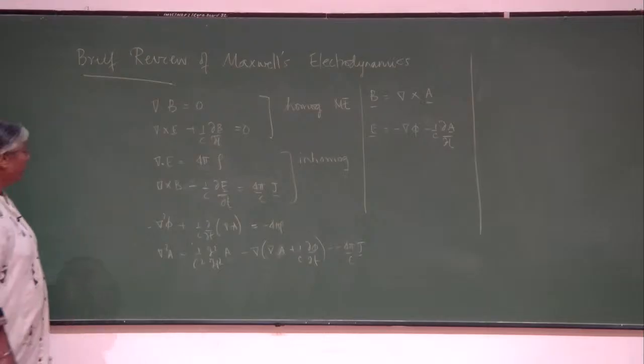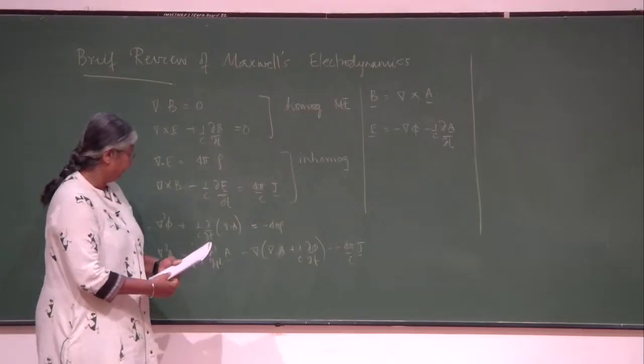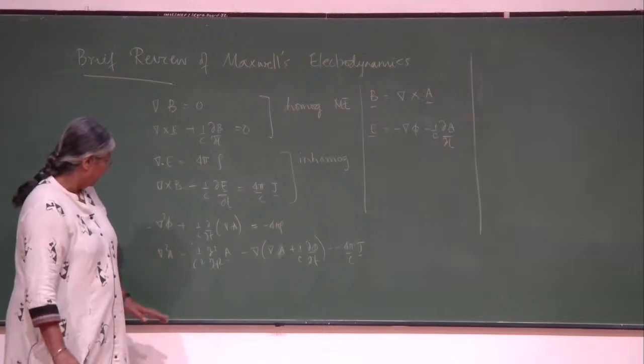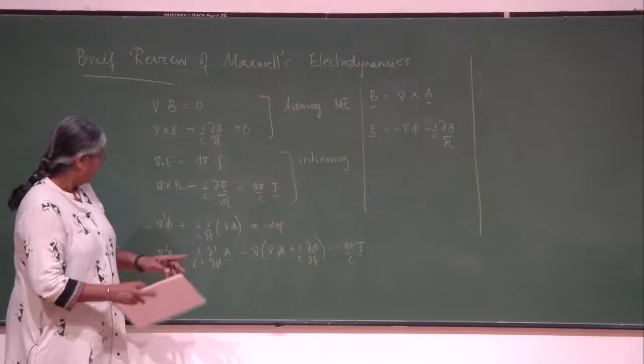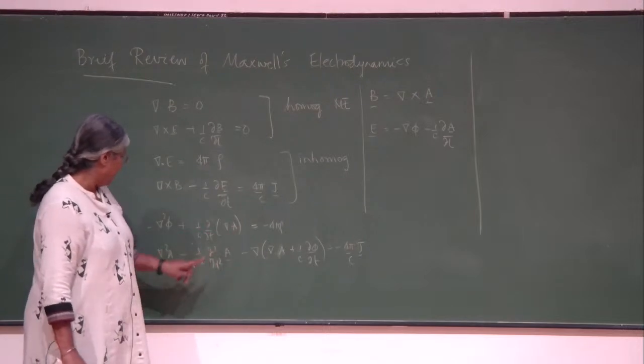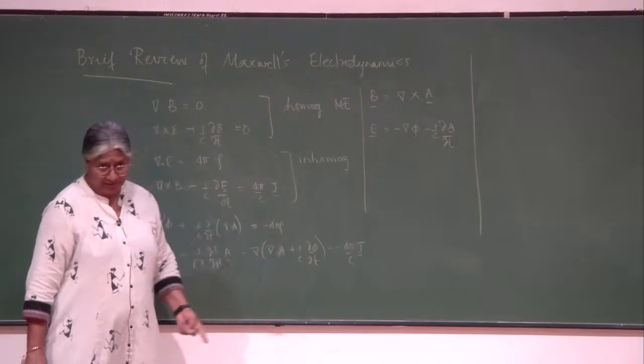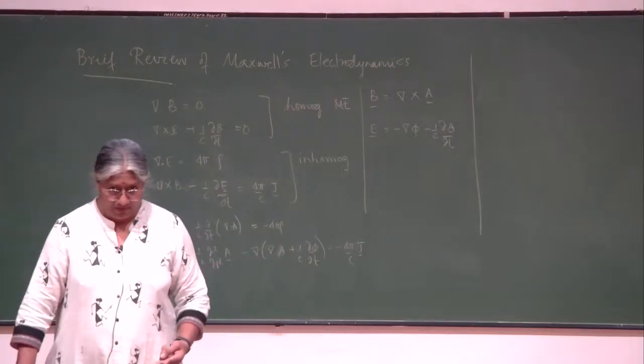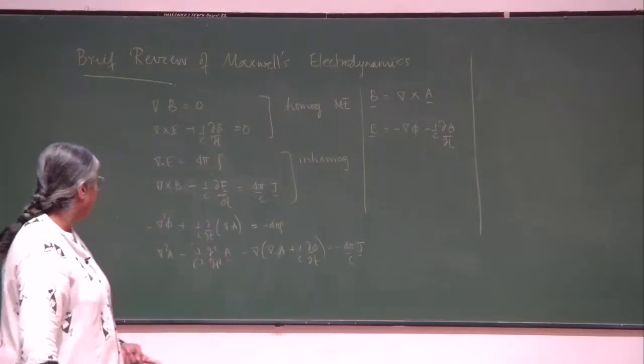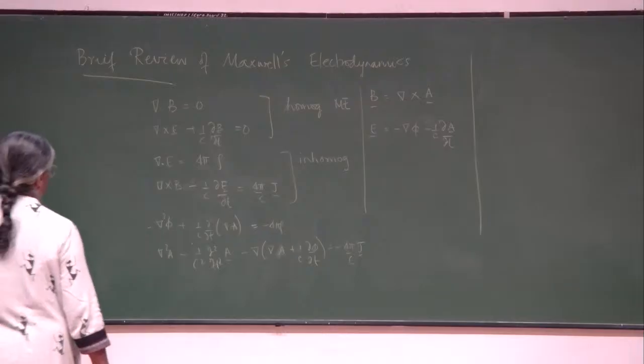Okay. Now, this contains A and phi and this contains A and phi. So there are two sets of coupled differential equations which I want to decouple. So what do I have to do? I have to substitute something somewhere.